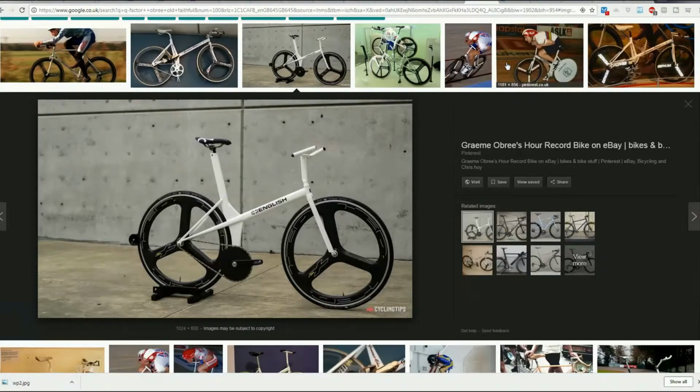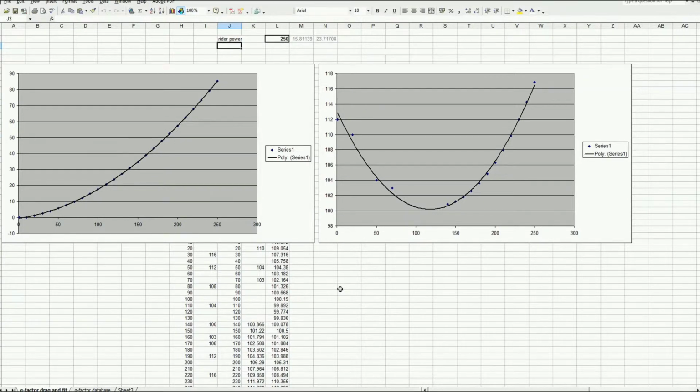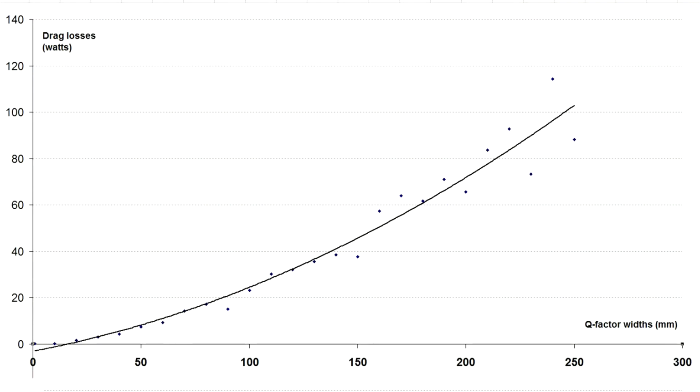So here's my question for you guys. Does it make a difference in terms of performance? Well, of course it does, but it's actually much more complicated than you think. Now, first of all is the aero gain of being squished. If you have a very narrow Q, a very narrow stance width, then you get minimal losses.